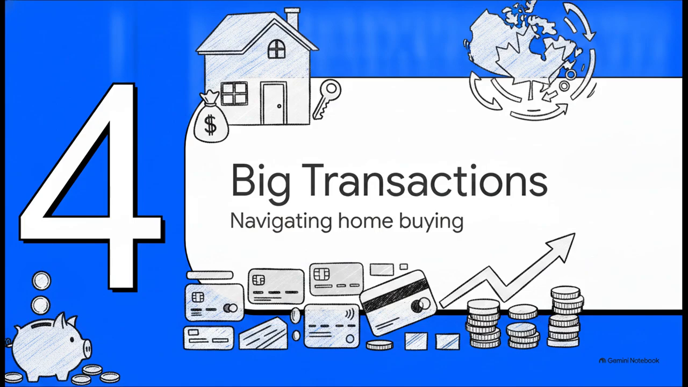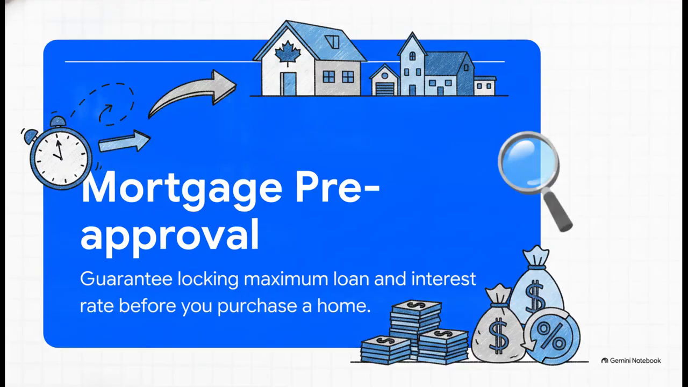All right, Section 4, Housing and Big Transactions. We've reached the ultimate Canadian milestone in our financial story. When we're talking about purchasing property, the very first major term you'll encounter is mortgage pre-approval. This is a guarantee document from your bank that locks in your absolute maximum loan amount and your interest rate. The keyword trap here is all about the timeline. Getting a mortgage pre-approval is what helps you know your exact budget before you ever start house hunting.